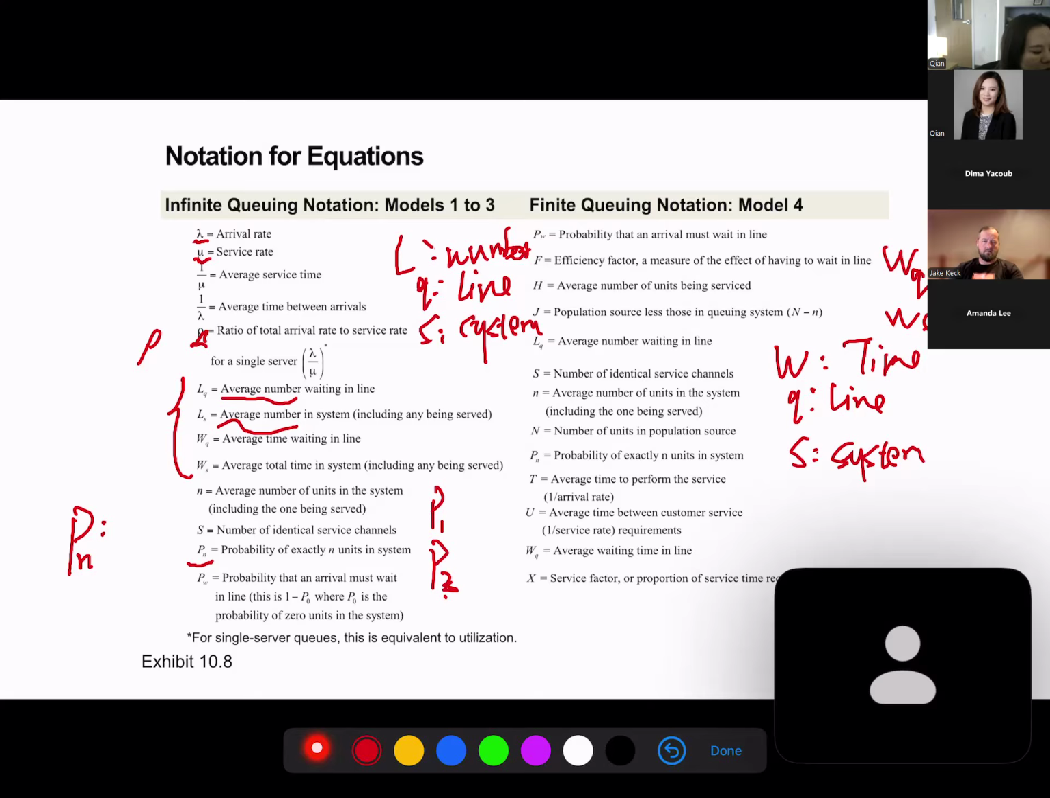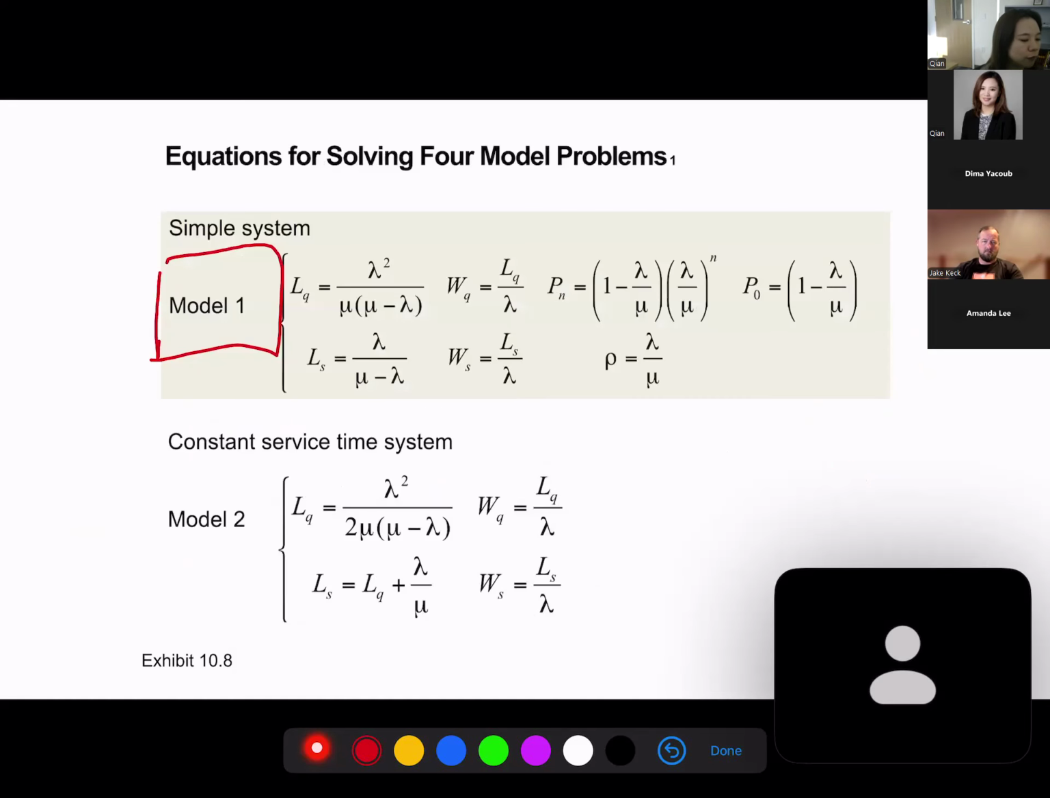And it's related to actually the last question for each problem in chapter 10. Okay, so once you figure out all the notations here, let's move to the formulas.